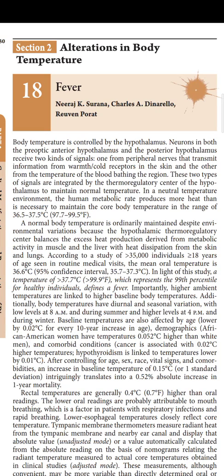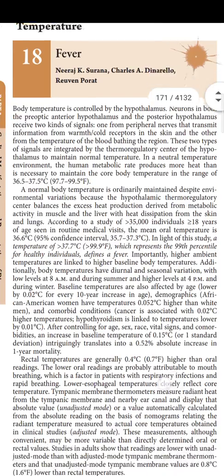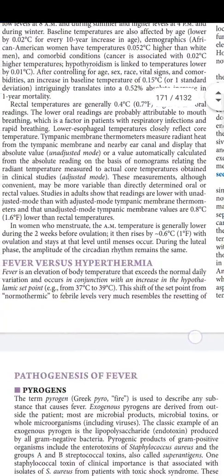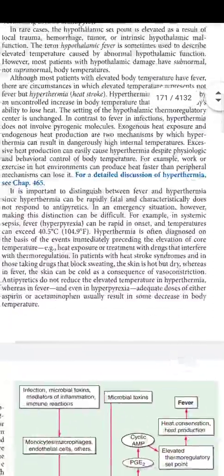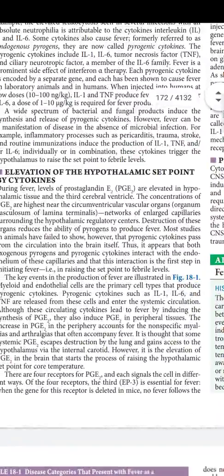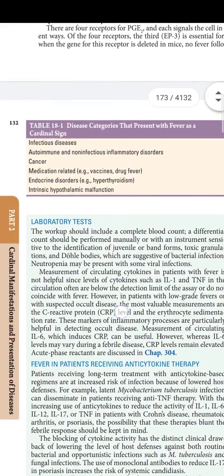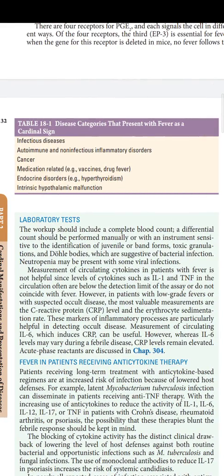Okay, so today we will be discussing section 2 of part 2, and it is fever. Fever has 3 chapters. Alterations in body temperature has 3 chapters. There are not many changes in fever other than just this one disease category that presents with fever as cardinal signs.